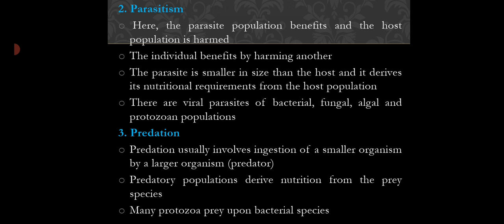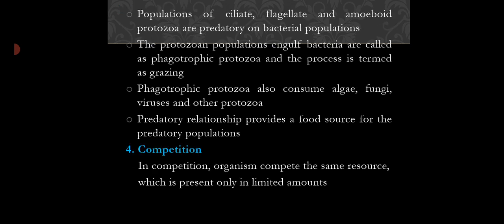Almost all the protozoa can engulf the bacteria which are found in the soils. The populations of ciliate protozoa, flagellate protozoa, and amoeba protozoa can engulf the bacteria. The protozoan populations that engulf bacteria are called phagotrophic protozoa, and the process is called grazing. The phagotrophic protozoa also consume algae, fungi, viruses, and other protozoa. The predatory relationship provides food sources for the predatory populations.